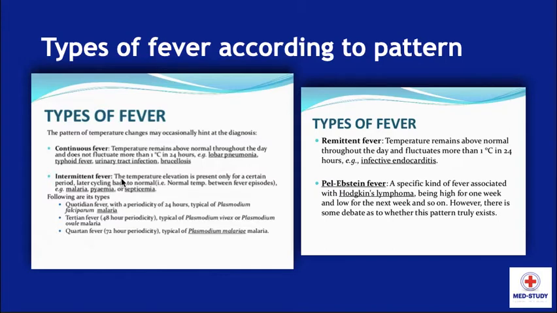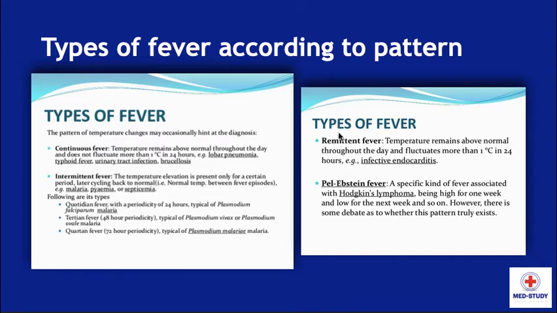Intermittent fever is when the temperature elevation is present for a certain period, later cycling back to normal, that is, normal temperature between fever episodes, as seen in malaria, pyemia, septicemia. Following are the subtypes of intermittent fever, like quotidian fever, with a periodicity of 24 hours, typical of Plasmodium falciparum malaria. Tertian fever, with 48 hours periodicity, typical of Plasmodium vivax and Plasmodium ovale, and quartan fever with 72-hour periodicity. It is typical of Plasmodium malariae infection.